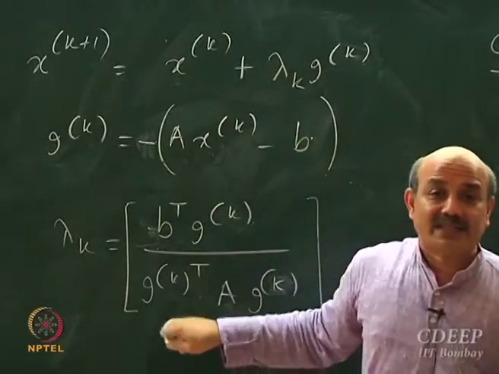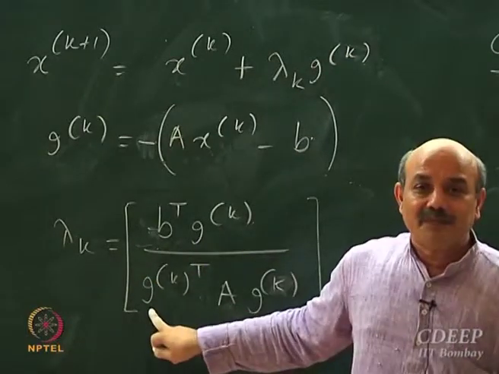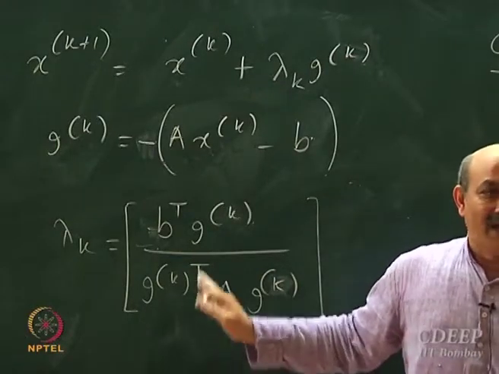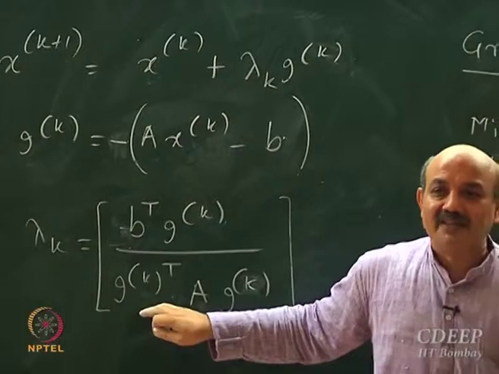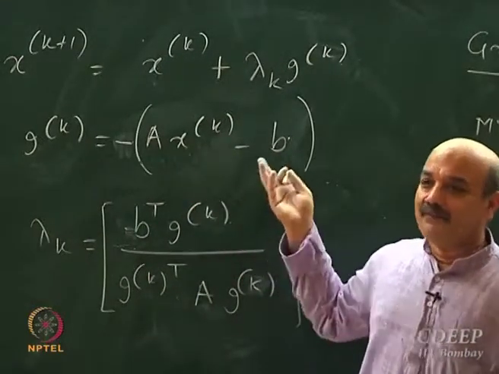This is a scalar calculation. This is an inner product calculation. A is symmetric positive definite. This is an inner product calculation. Calculating this scalar is very easy. Calculating this error, very easy.